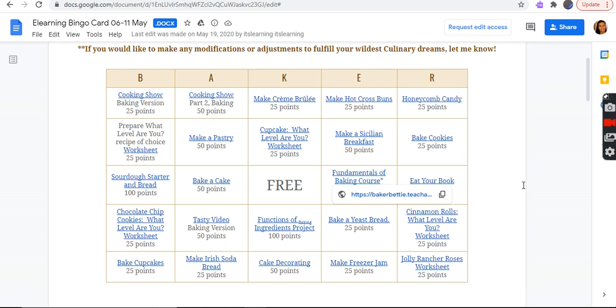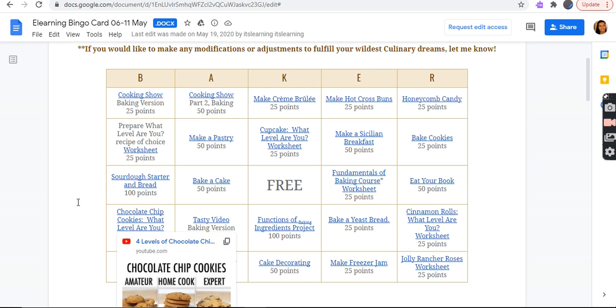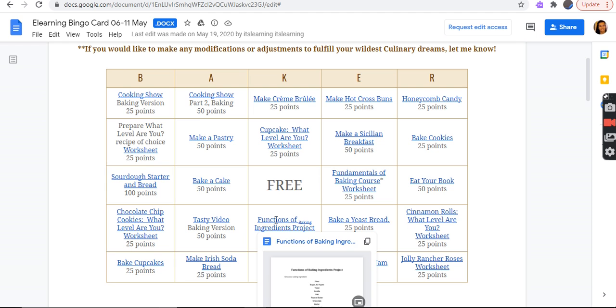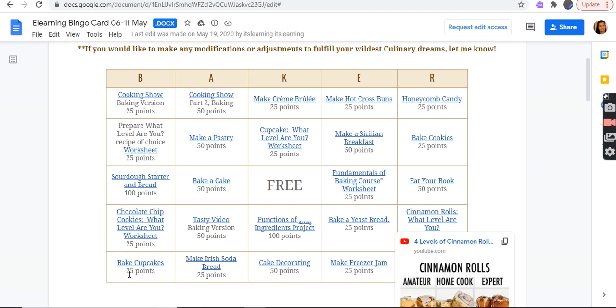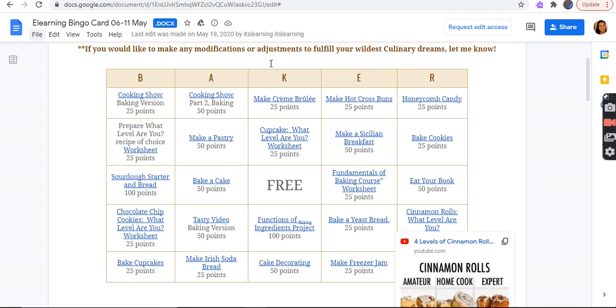Fundamentals of Baking Source worksheet in general. Eat your book. Chocolate chip cookies, what level are you? Tasty video. Functions of the ingredients project. Bake a yeast bread. Cinnamon rolls, what level are you? Bake cupcakes. Make Irish soda bread. Cake decorating. Make freezer jam. Jolly Rancher roses worksheet.